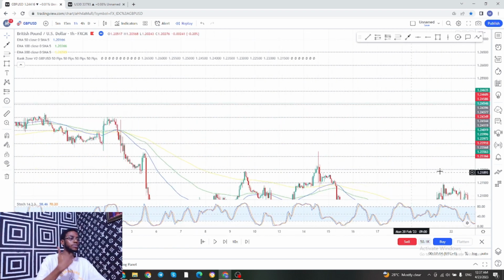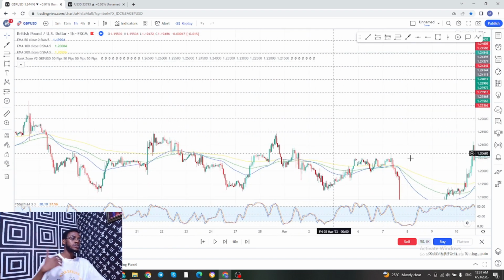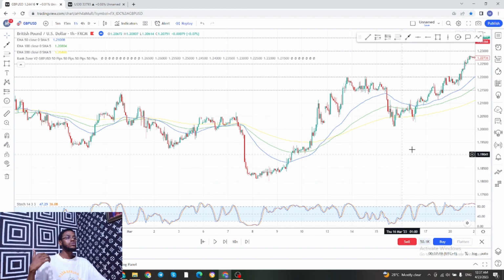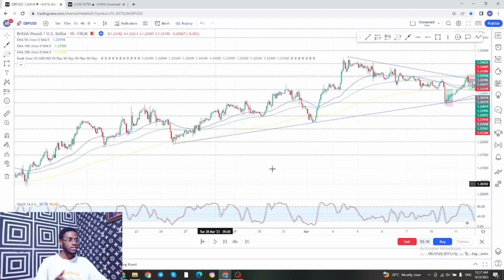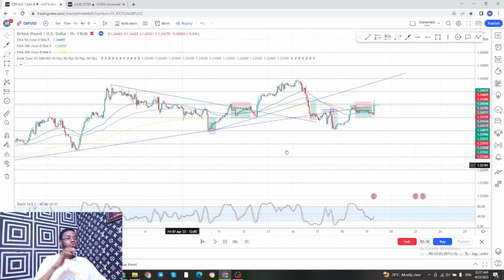Now you can use these bank zones on whichever pair you want to. You can use it on GBP/USD, you can use it on EUR/USD, you can use it on USD/JPY. For those asking, you can use it for EUR/GBP.